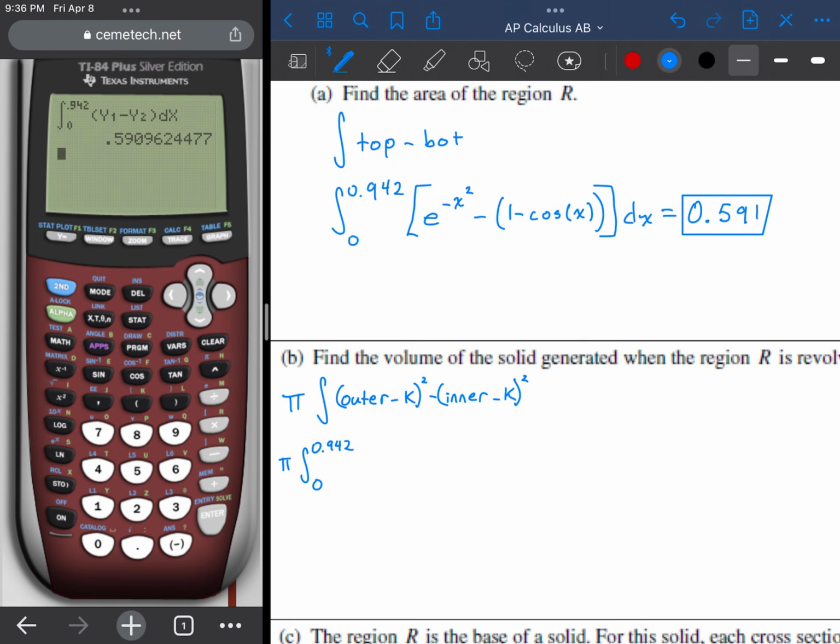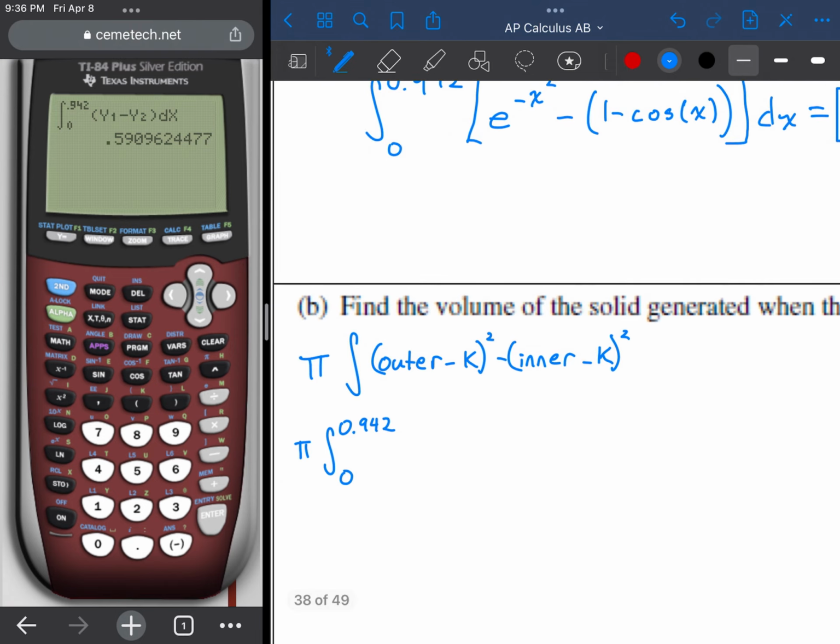So coming down here, it's in the same order that I had it before. I can zoom in even farther to get my handwriting really nice when I zoom back out. e to the negative x squared. And what am I rotating around? I'm rotating around the x-axis, so I could say minus 0, but that's kind of silly. So I'm just going to say that function, quantity squared, minus my inner function, so I'll put parentheses, 1 minus cosine of x, quantity squared.